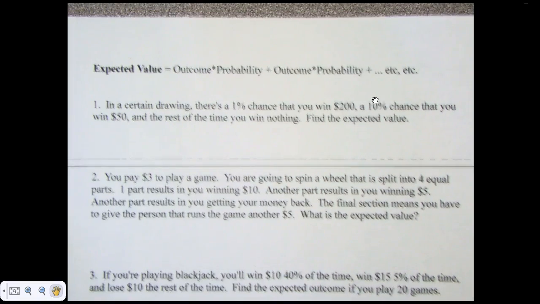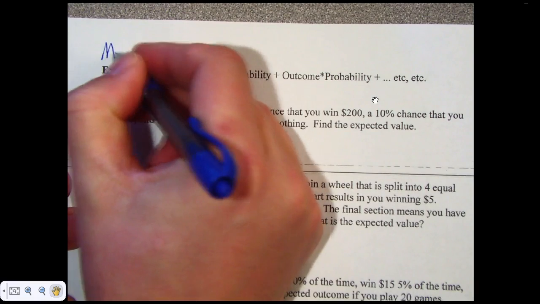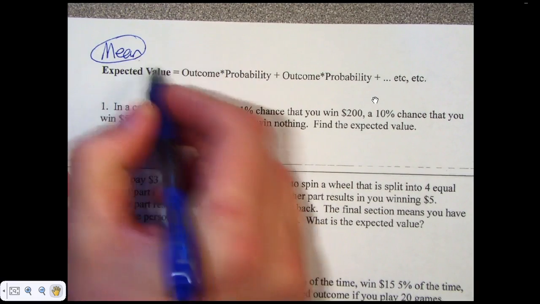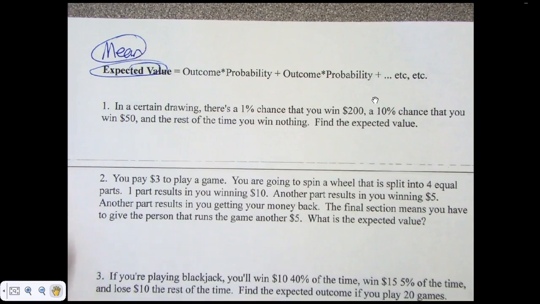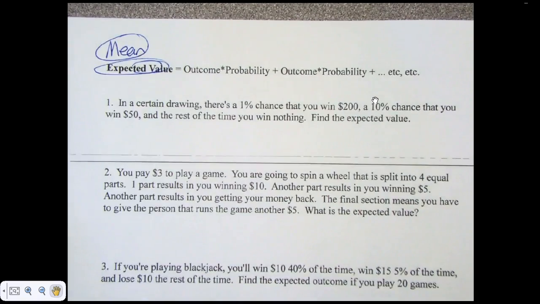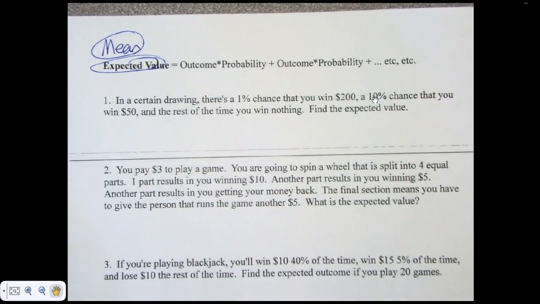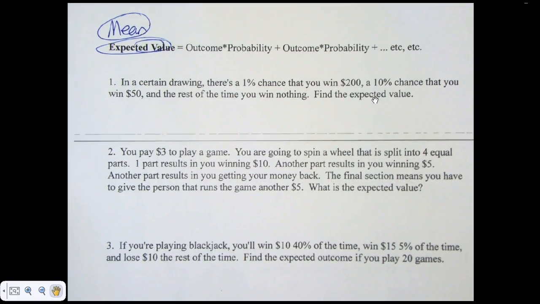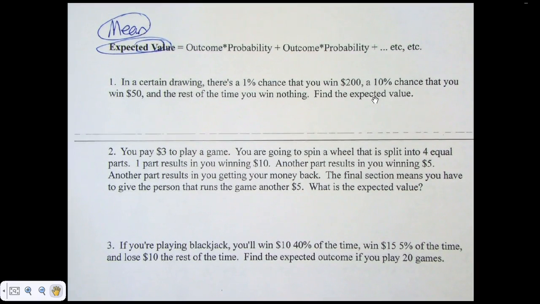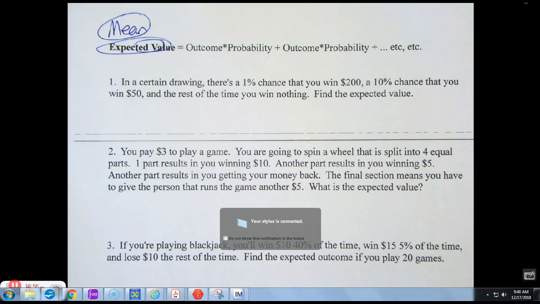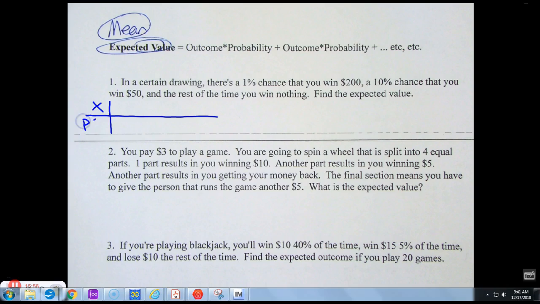So expected value is the same thing as mean. It's just another phrase for mean. So if I were going to do number 1, there's a couple ways I could do it. One way you could do it would be to set up a table, same way we just did on the warm-up. And go, okay, x, p of x. So x is going to be, in this case, the money I win.